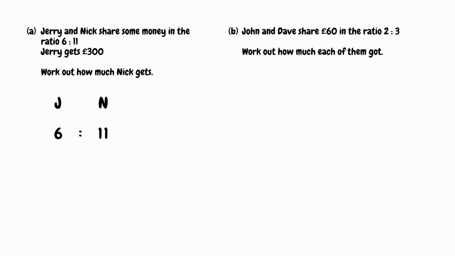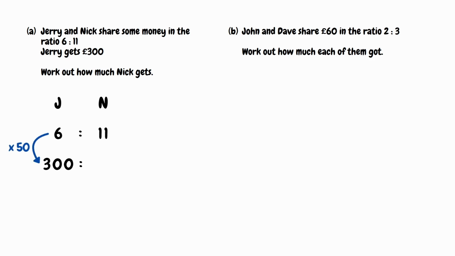So what we can do now is create an equivalent ratio. So we can put this 300 in the parts for Jerry, and now we want to find an equivalent ratio. So how have we got from 6 to 300? Well, to figure that out, we can do it back to front. To figure out what we've multiplied 6 by to get to 300, we can simply do 300 divided by 6, which gives us 50. So to get from 6 to 300, we must have multiplied by 50.